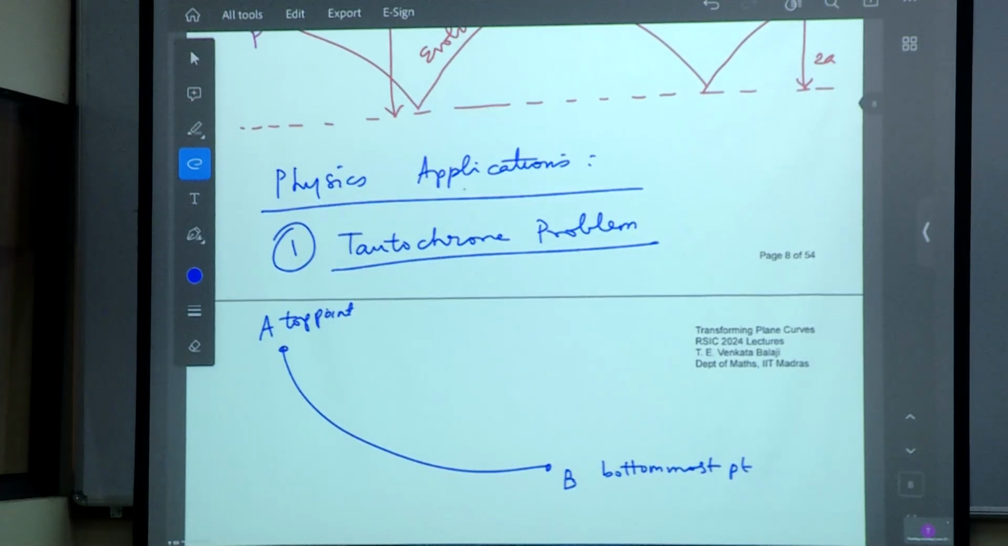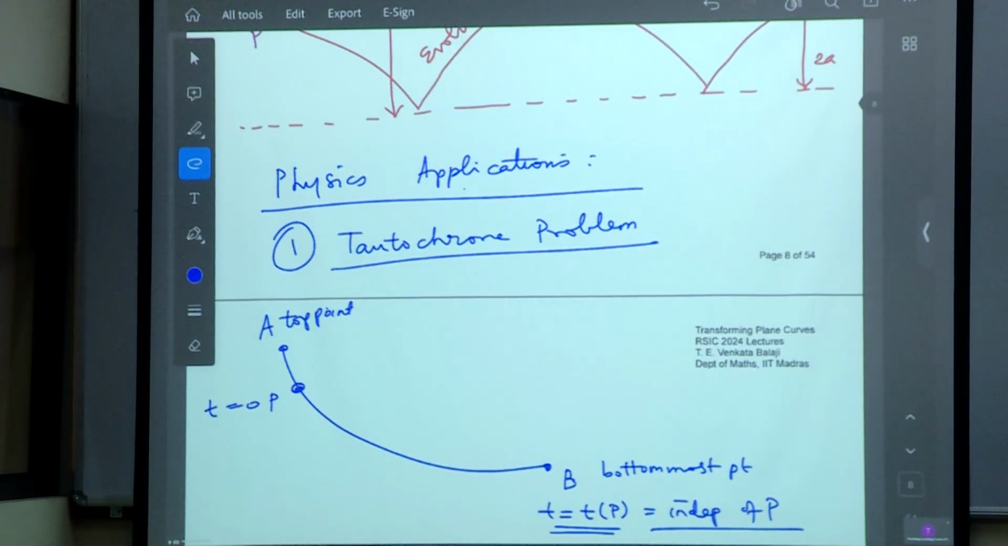The curve should be such that if I place a bead somewhere here and make it move along the curve, so here is a starting point P, at t equal to 0, and it takes some time t of p to reach B, then what I want is for this t of p to be independent of p. I want a curve with this property.